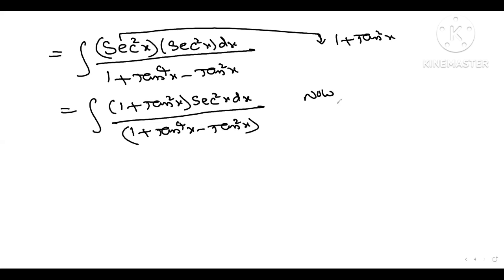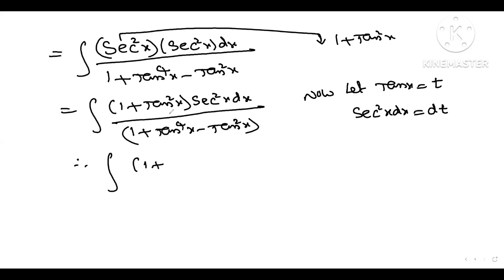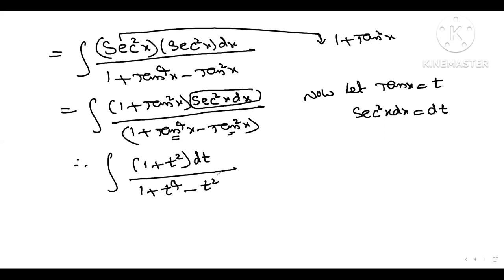Now let us take tan x equal to t. Then, differentiating on both sides, the differentiation of tan x, we get sec square x dx equal to dt. Therefore, integral 1 plus, in the place of tan x, we should write t square. Sec square x dx, we have got dt by 1 plus t to the power 4. In the place of tan x, we should write t square here.